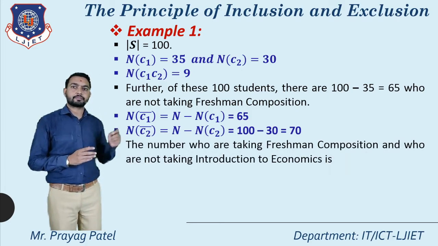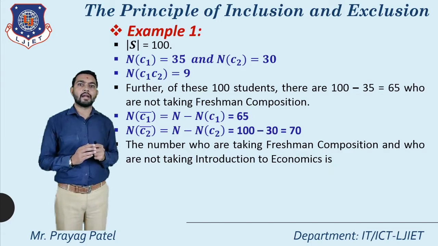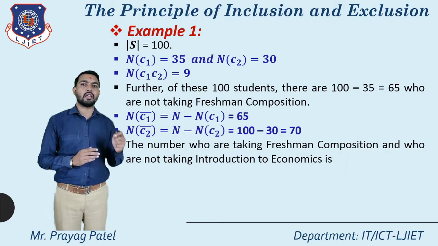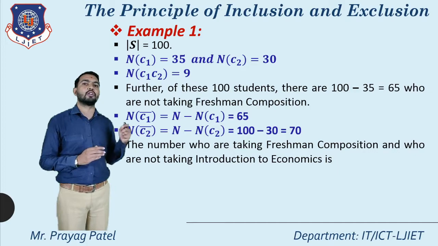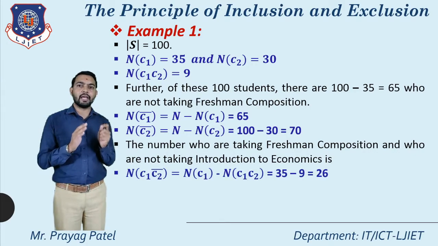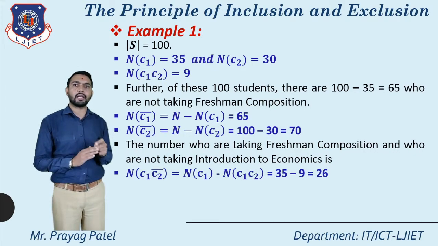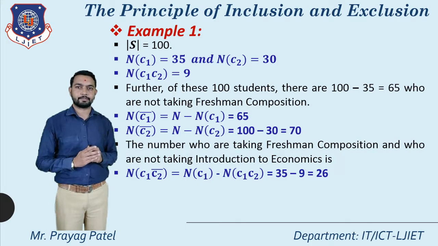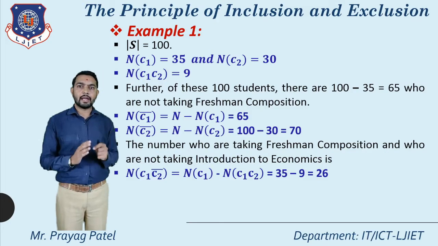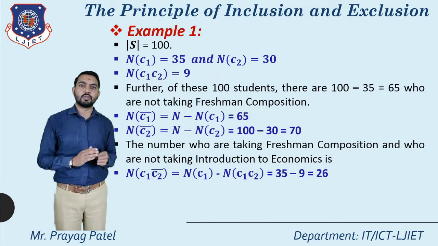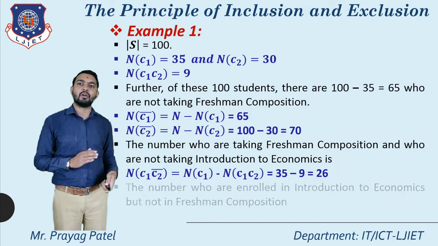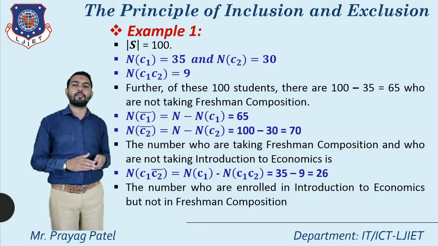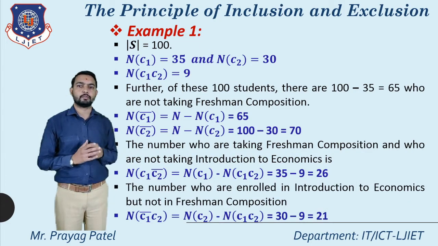Now next is the number who are taking the freshman composition and who are not taking the introduction to economics. That means they are enrolled in C1 but not enrolled in C2. It is called NC1 C2 dash, equal to NC1 minus NC1 C2, equal to 35 minus 9 equal to 26.